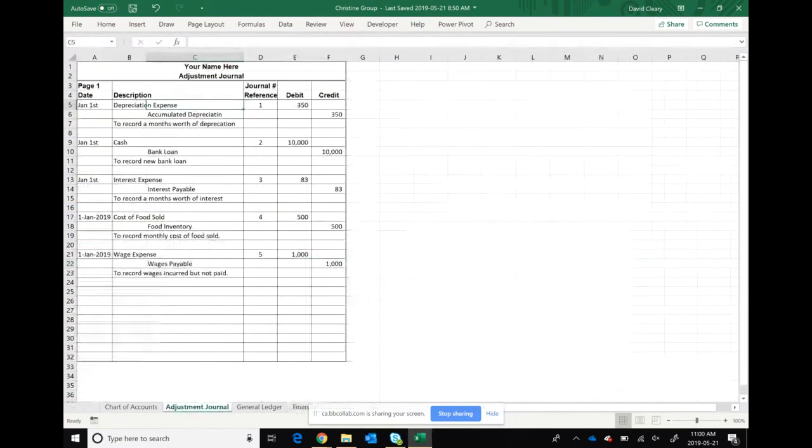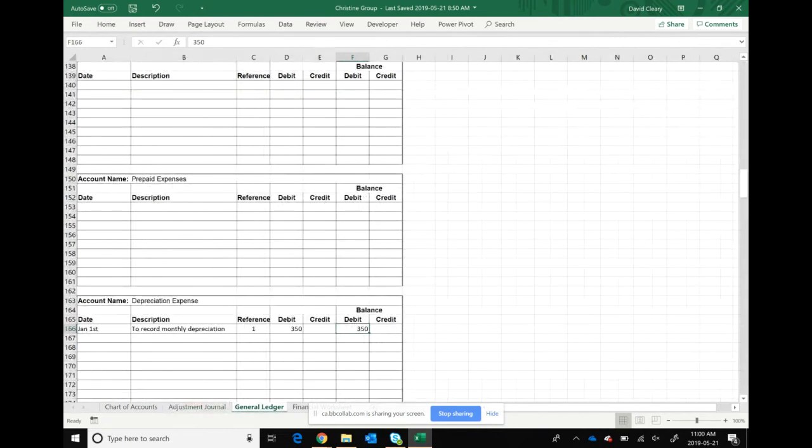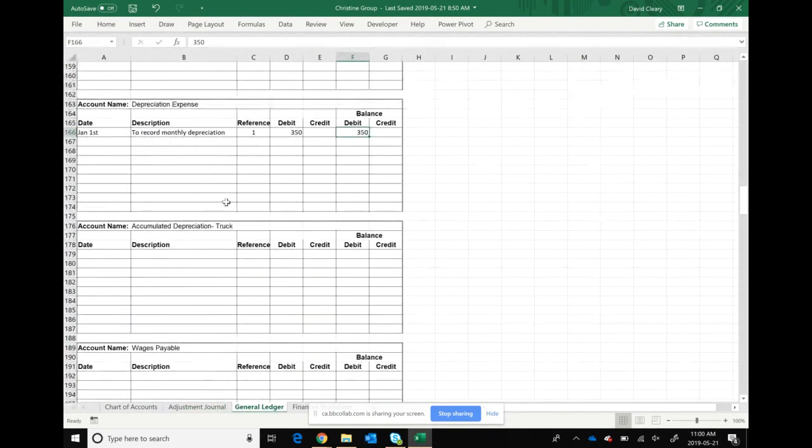We then go back to the journal. I spelled depreciation wrong here. We want to put $350 into the accumulated depreciation. So we go to the ledger. In this case, it says accumulated depreciation truck. We'll just call it equipment, whatever.